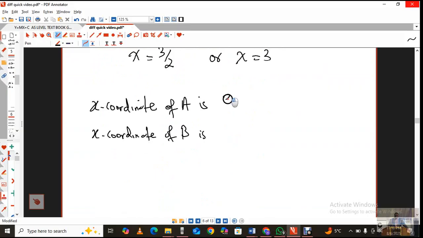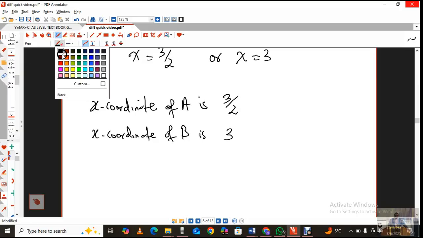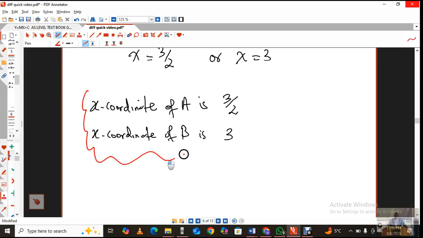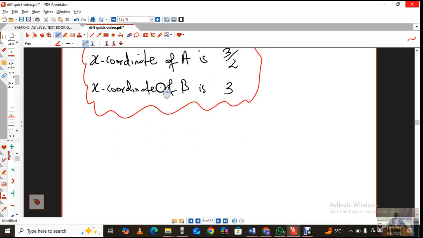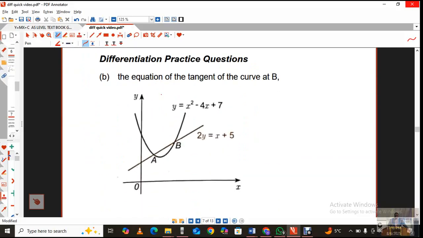So we can just go and say 3 over 2, and the other one was 3. So essentially, that's it. There's just revision work that you have to do. Right. Now, there's a second part to the question. Now they are saying the equation of the tangent of the curve. The instruction still says find the equation of the tangent to the curve at B.